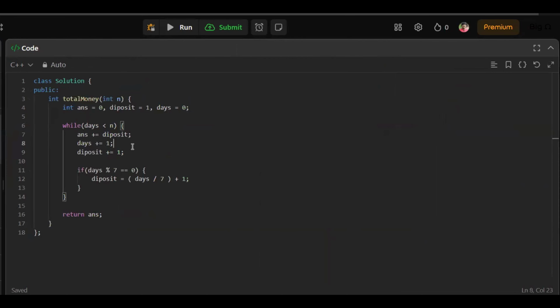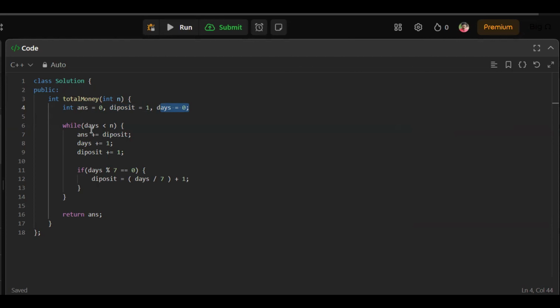In this problem, the code is pretty simple. At first, we are given a function named totalMoney, which has input n as a parameter. Now, initially, we are taking a variable answer, which is initialized with 0. And we are taking a variable named deposit, which is the amount of money at the first deposit, which is 1, and the days will be 0 initially.